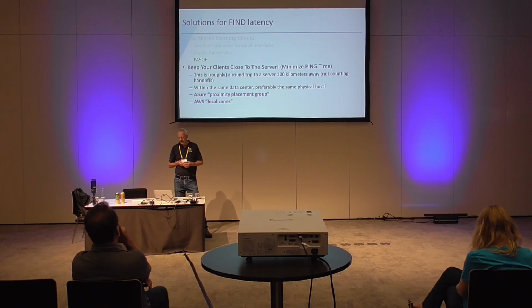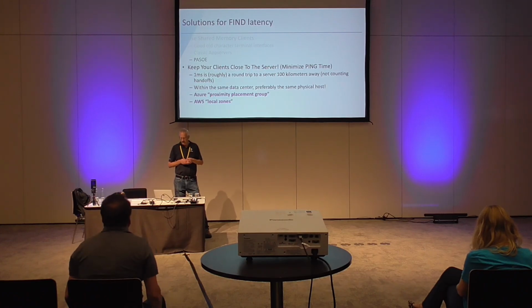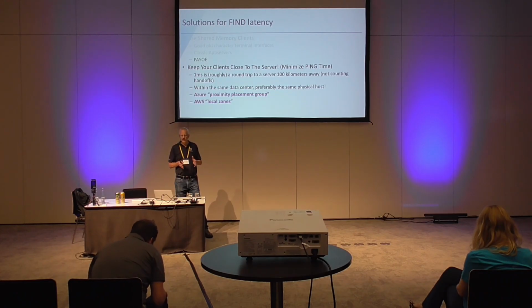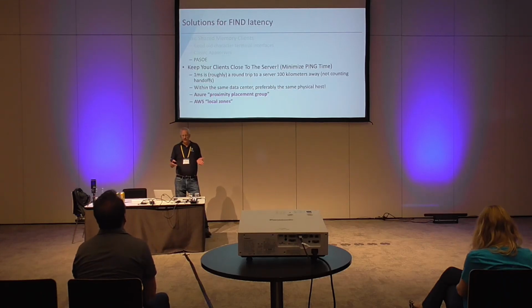If you are a cloud application in Azure, you want to use something called proximity placement groups. That's Microsoft talk for these servers are very close to each other. If it's AWS, you want to use something called a local zone, which means that the servers are very close to each other. These options do cost money, but you get what you don't pay for, or something like that.